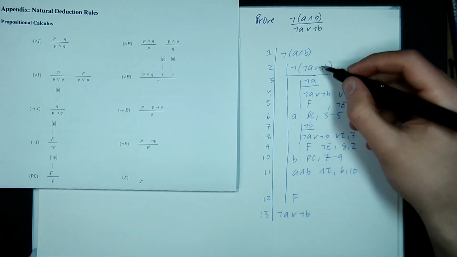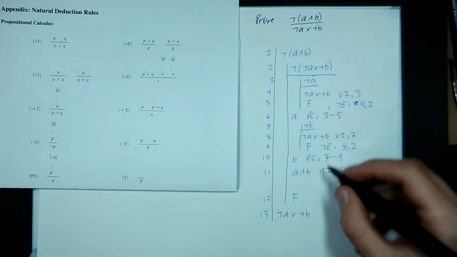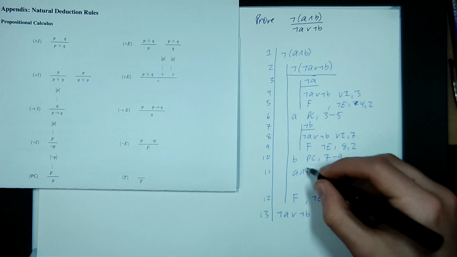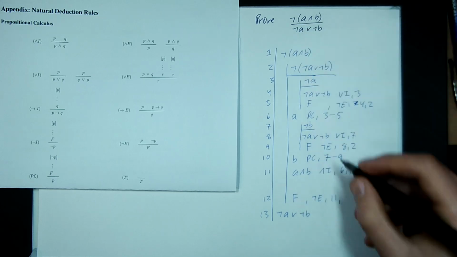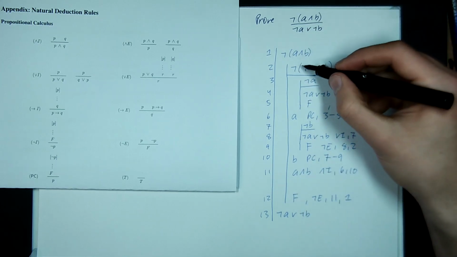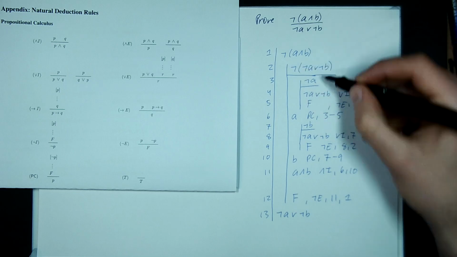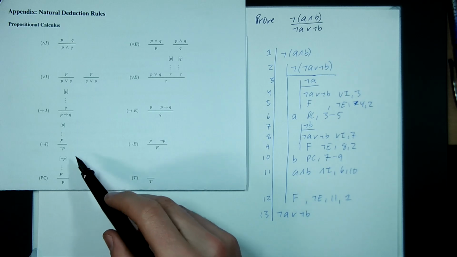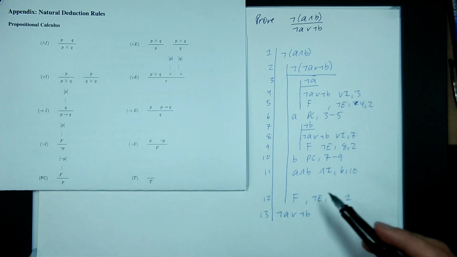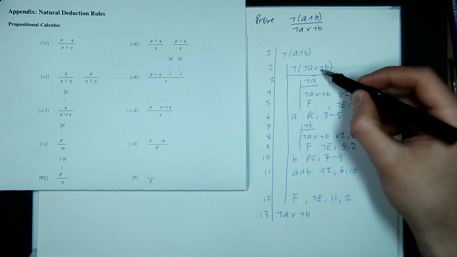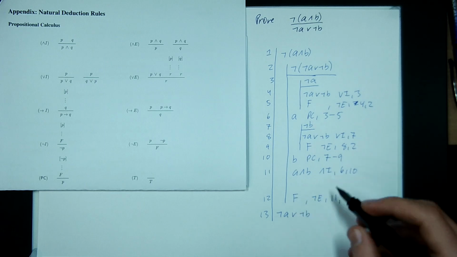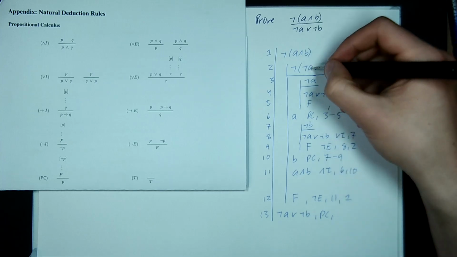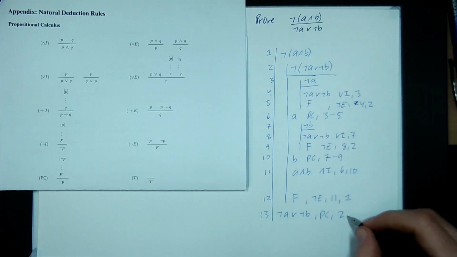Line 11 and line 1 contradict each other, so we have negation elimination by line 11, this is the P, and line 1, this is the not P. I assumed the negation of all this stuff, I obtained false, therefore I could drop the negation using proof by contradiction again. So I wanted to prove this, I assumed the opposite, I got false, therefore this thing is true. Proof by contradiction, lines 2, I beg your pardon, all the way through 12.